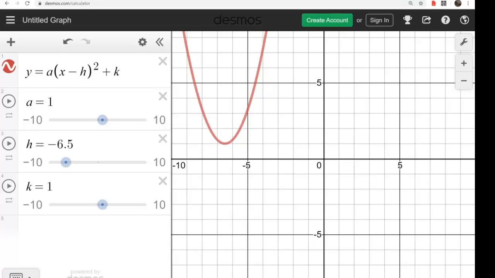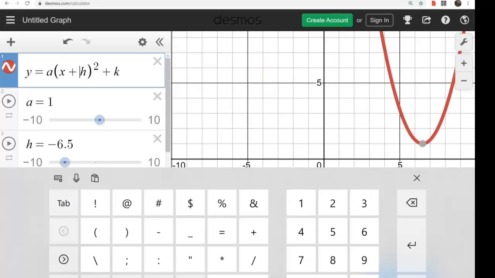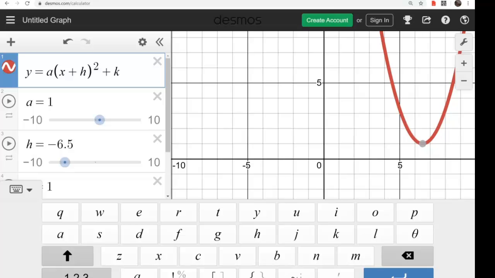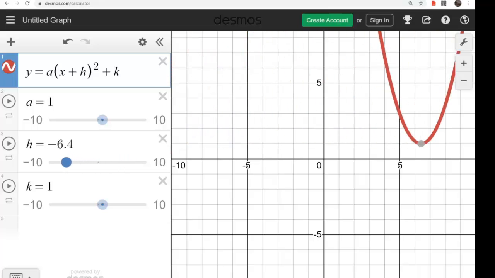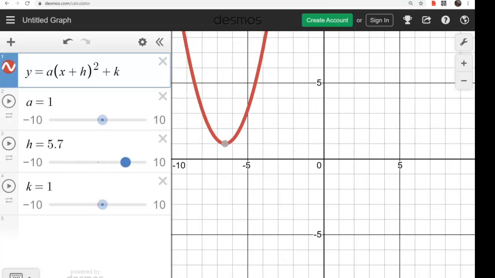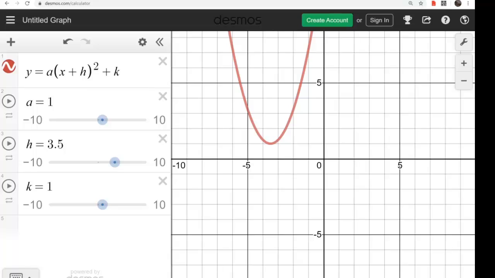If we had a plus sign here, with a plus sign, everything works backward. So what we've got to remember is where it says x and then a number, the h is actually the opposite of the number that we're going to be seeing.